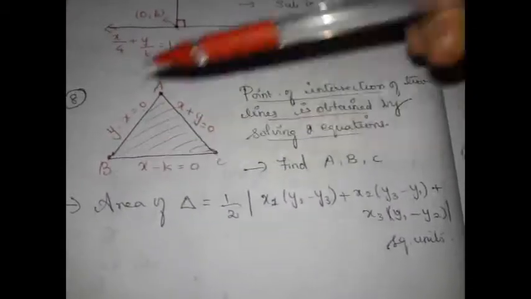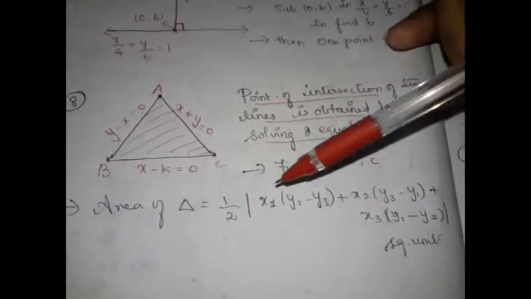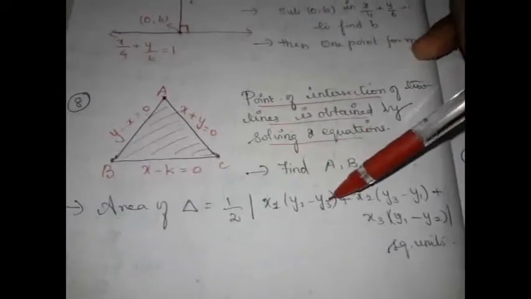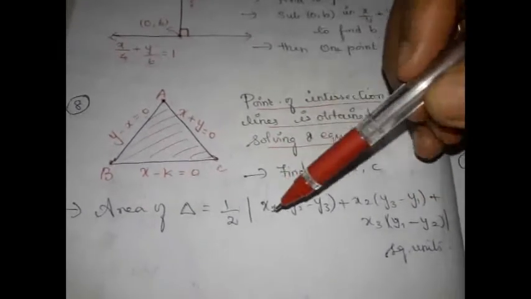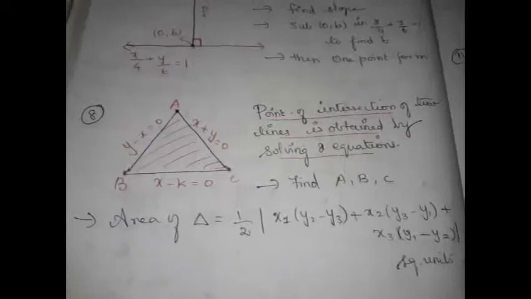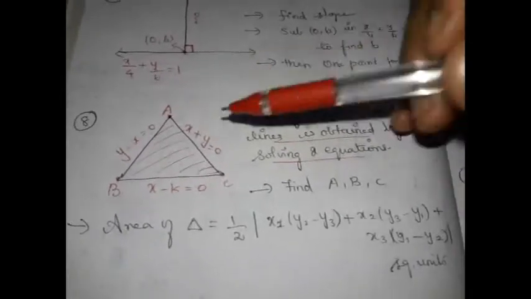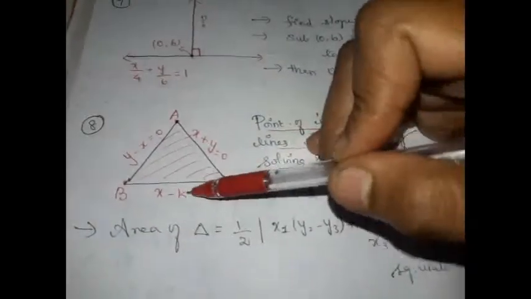If you know the three vertices, it is half into modulus of x1 into (y2 minus y3) plus x2 into (y3 minus y1) plus x3 into (y1 minus y2). Hope you remember, I told you it's a cyclic way: 1, 2, 3, 2, 3, 1, 3, 1, 2. Alright. And one more thing you have to notice here, this equation is in terms of k.